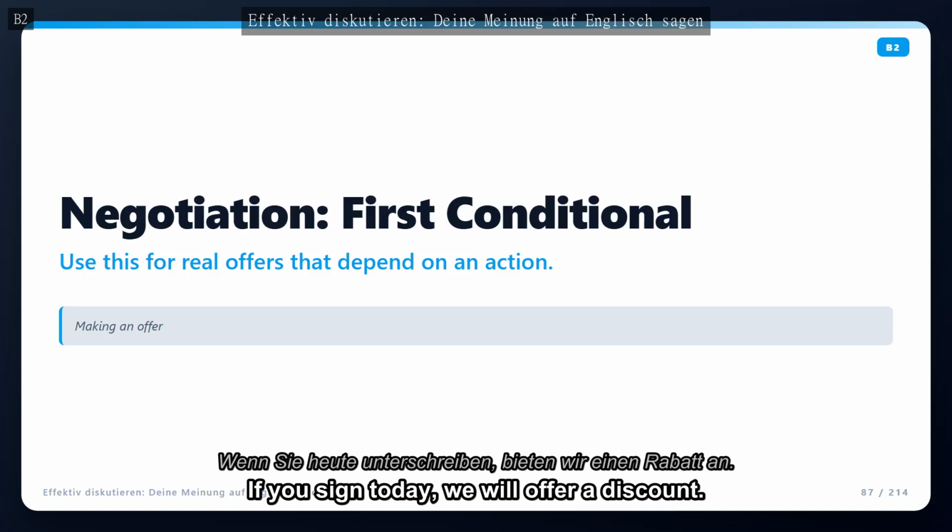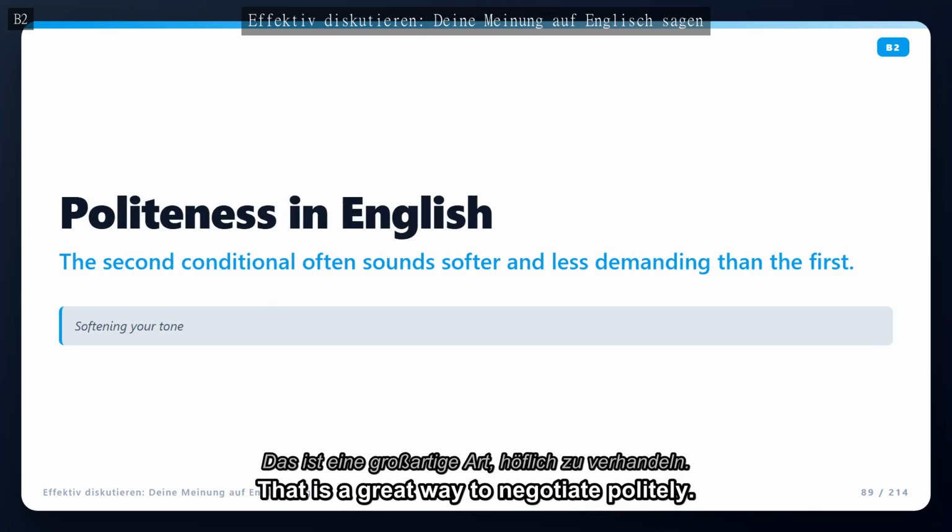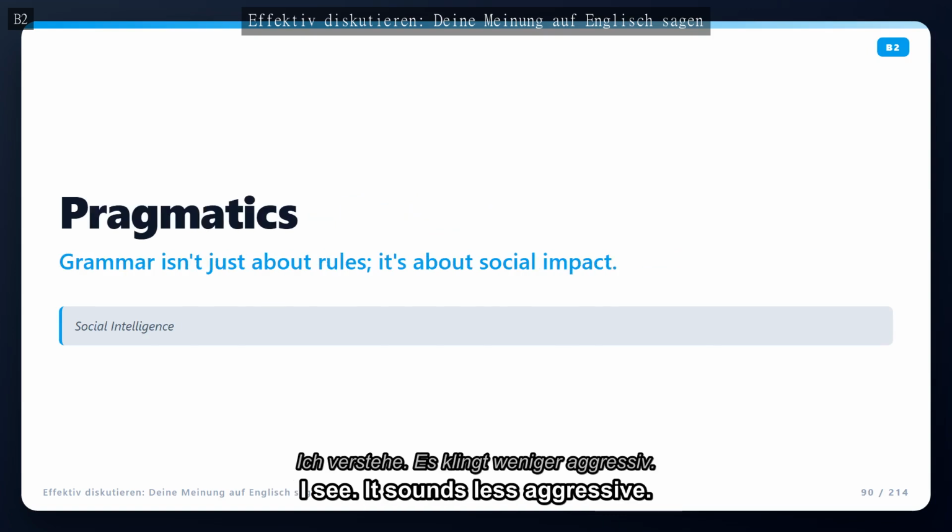If you sign today, we will offer a discount. If we bought in bulk, would the price be lower? That is a great way to negotiate politely. I see. It sounds less aggressive.